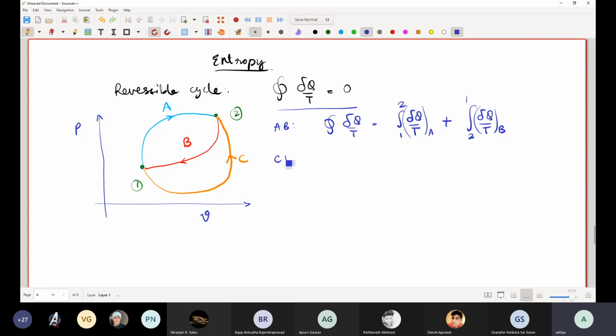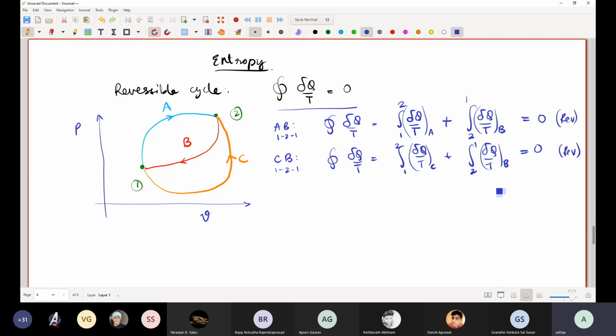Now, for process CB, with 1 to 2 and 2 to 1, the closed integral of del Q by T will be the integral from 1 to 2 of del Q by T along C, plus the integral from 2 to 1 of del Q by T along B. And this is equal to 0. Both are equal to 0, since both are true for reversible processes.